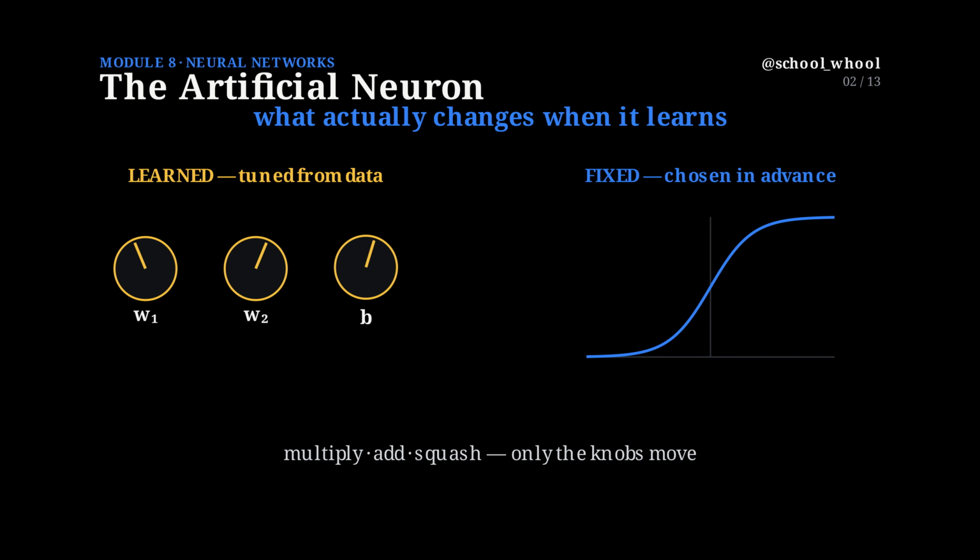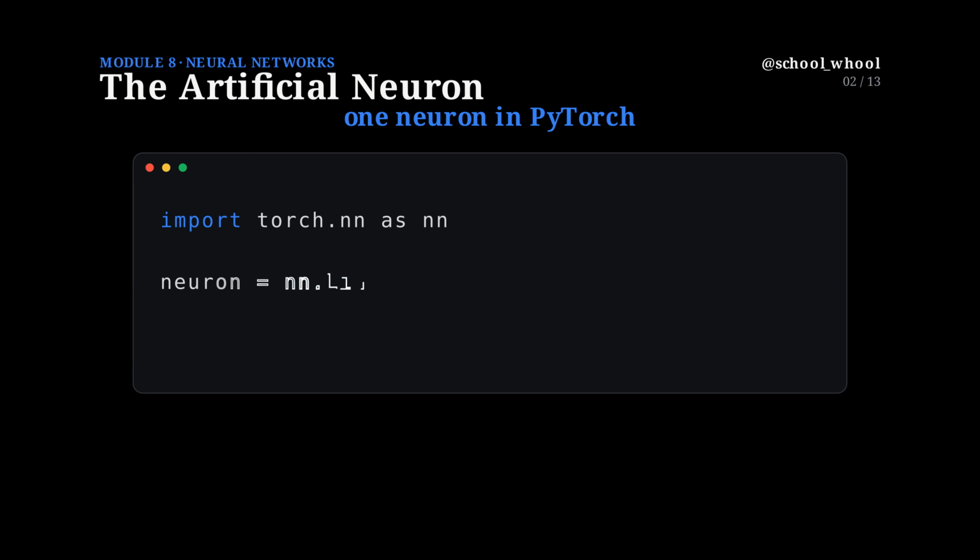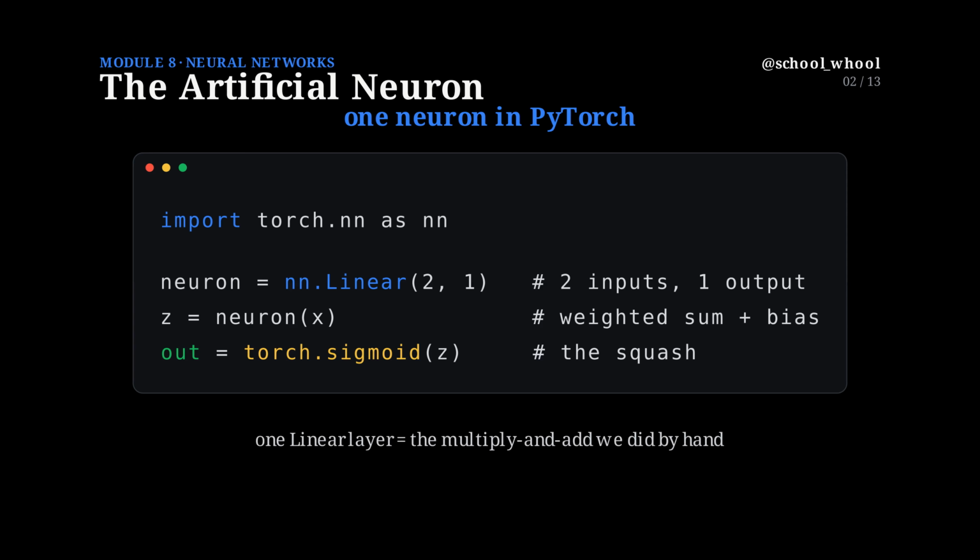In PyTorch, this is refreshingly short. A single linear layer holds the weights and the bias and does the multiply and add for you. Then one call to sigmoid applies the squash. 2 numbers in, 1 number out, the exact neuron we just built by hand.